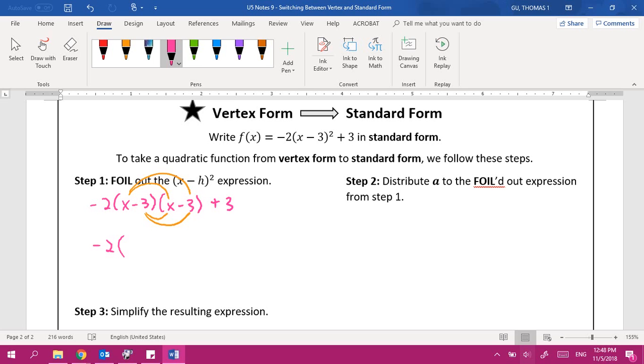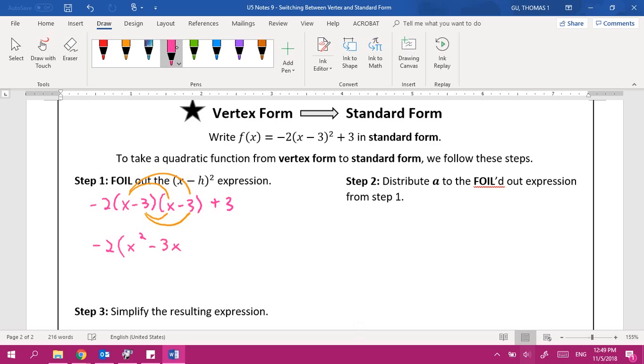Okay, then -2, and then in parentheses, we need to do the foiling. So look at where the lines connect to. We got x times x. What is x times x? X squared. X times x is x squared. Then look at the next line. We got x times -3.